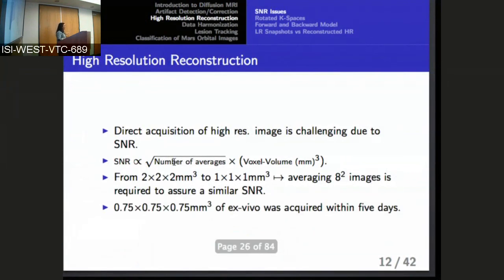But is it trivial to do that? If we can take those images maybe in 1 second, maybe you would say, okay, it's okay, we can acquire images 64 times from the brain of the patient. But in reality, we have images of resolution 0.7 by 0.7 by 0.7 of ex vivo, which was acquired within 5 days. So see, it's very challenging to have a direct acquisition of high resolution image.